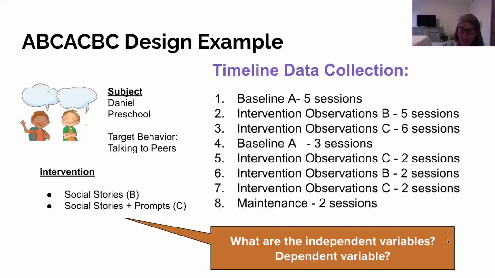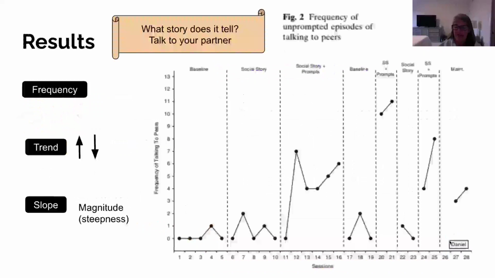Okay, so let's look here. What's the dependent variable here? Would you just put in the chat, what's the dependent variable? Okay, yes, it's talking to peers. The target behavior is the dependent variable, the thing we're trying to change. And this is what we're doing to try to change the behavior: social stories and then social stories with prompts. So now let's see what happened with Daniel.